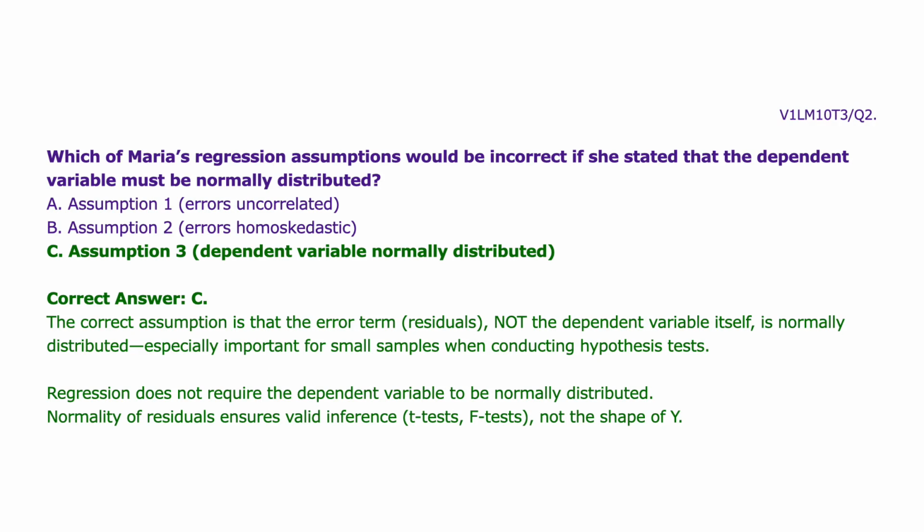The normality assumption applies to the error term, the residuals, not to the dependent variable itself. Regression does not require Y, the dependent variable, to be normally distributed. Normality of residuals is what ensures valid inference for hypothesis tests and confidence intervals.